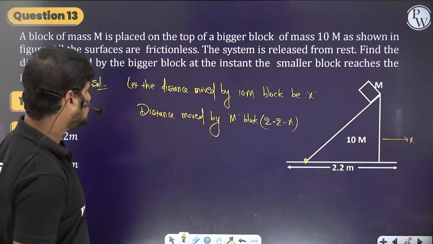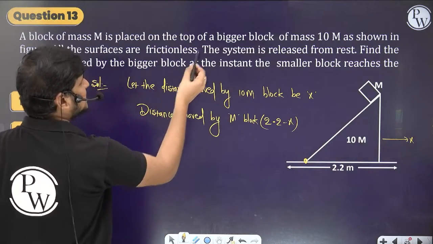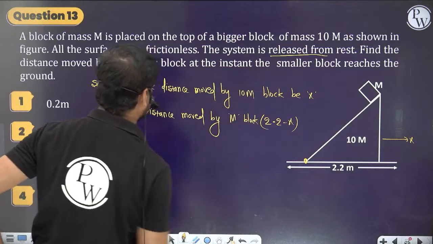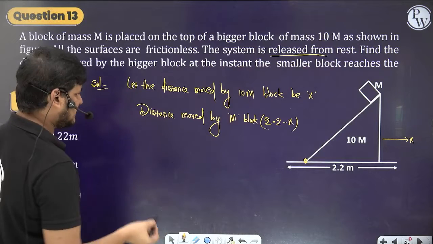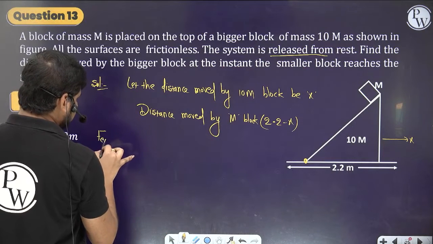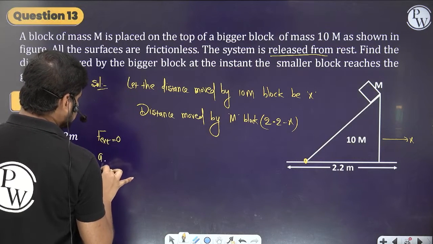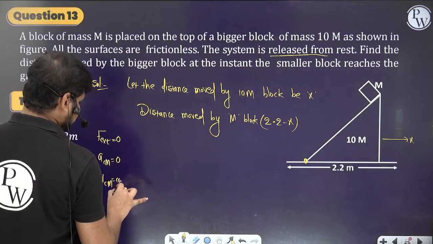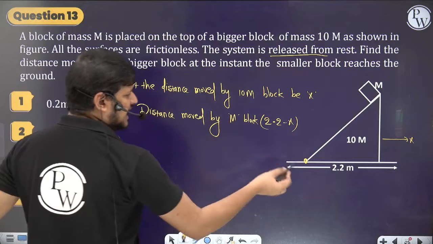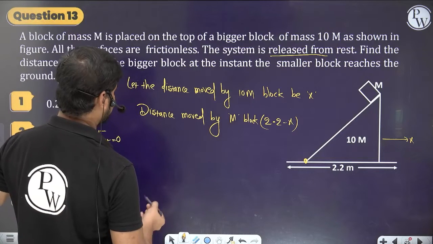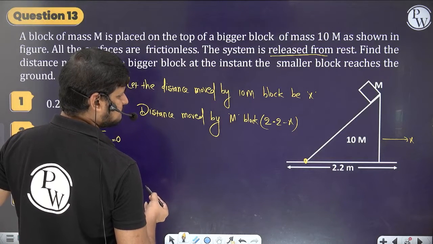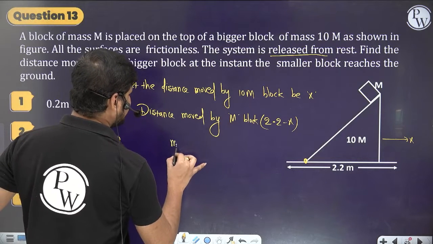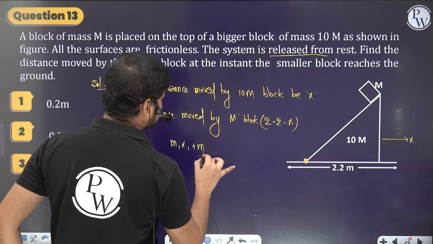So initially they are at rest. All surfaces are frictionless. The mass is released from rest, so there is no external force acting. So I can say that F external is zero. Therefore a_CM is zero and V_CM is constant. V_CM constant means M1 X1 plus M2 X2 is equal to zero.